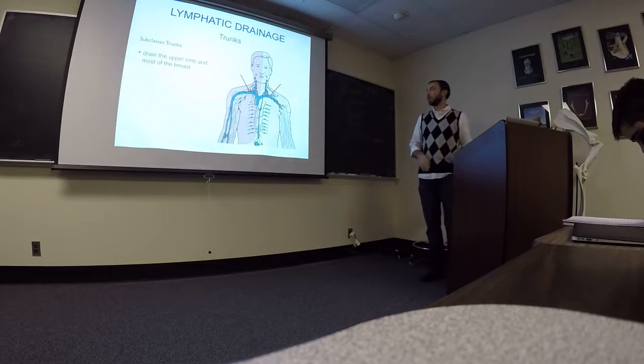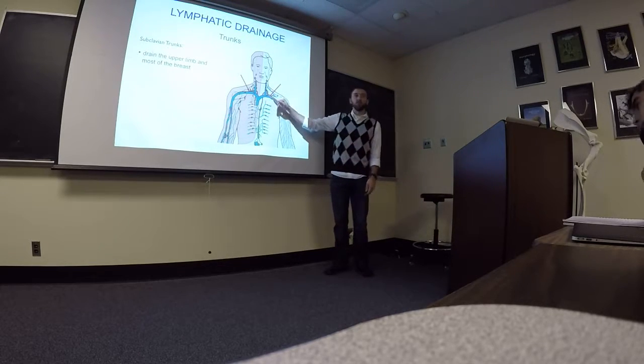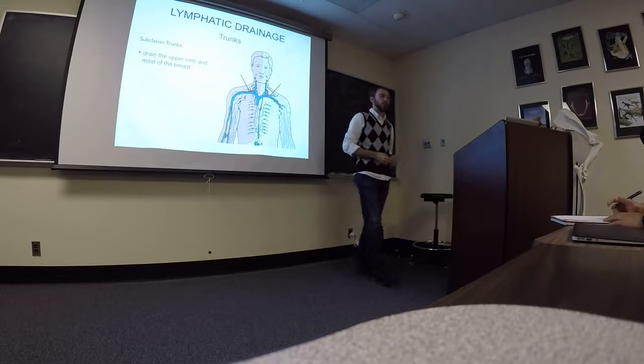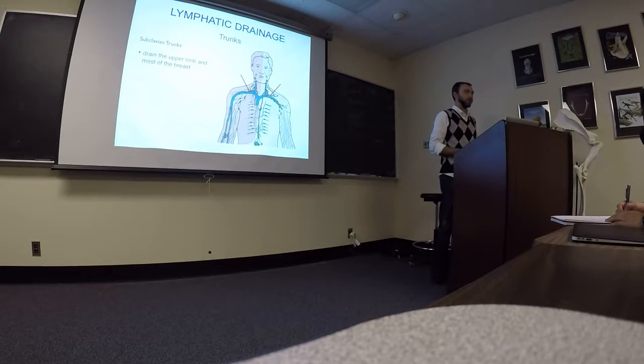So here are our subclavian trunks. They're going to run adjacent to the subclavian vein. And these again are draining the upper limb and most of the breast.